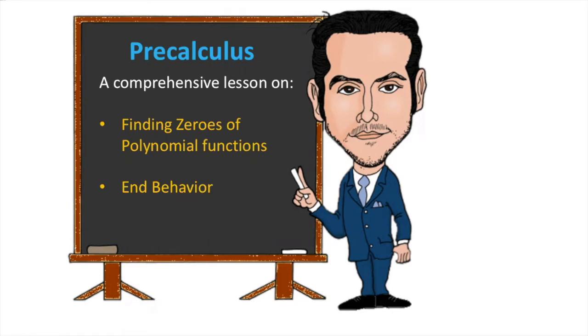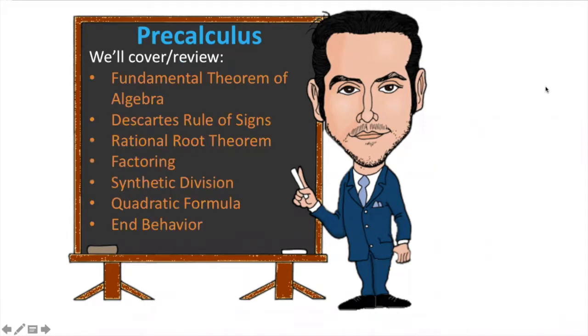Good morning, everybody. In today's pre-calculus lesson, we will take an in-depth look at finding zeros of a polynomial function and the end behavior of functions. More specifically, we'll cover or review, depending on your previous knowledge, the Fundamental Theorem of Algebra, Descartes' Rule of Signs, the Rational Root Theorem, factoring, synthetic division, the quadratic formula, and end behavior.